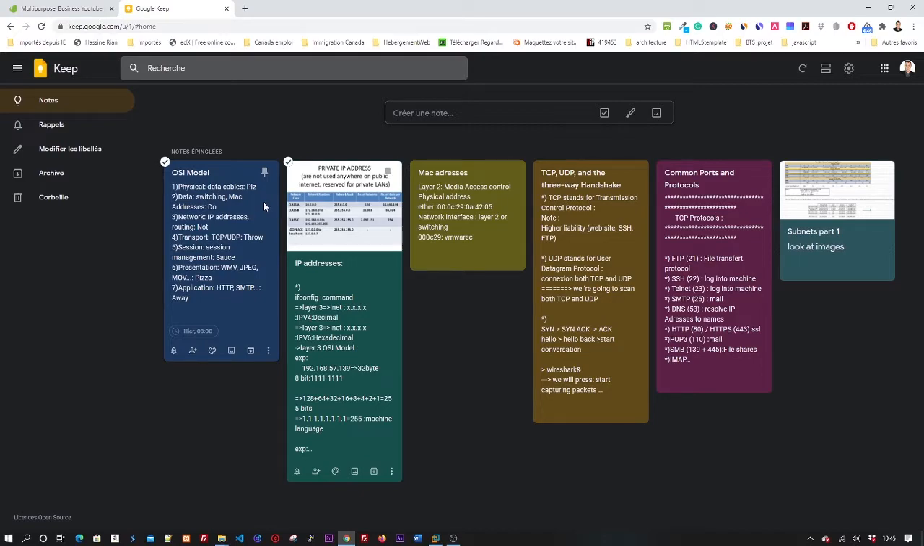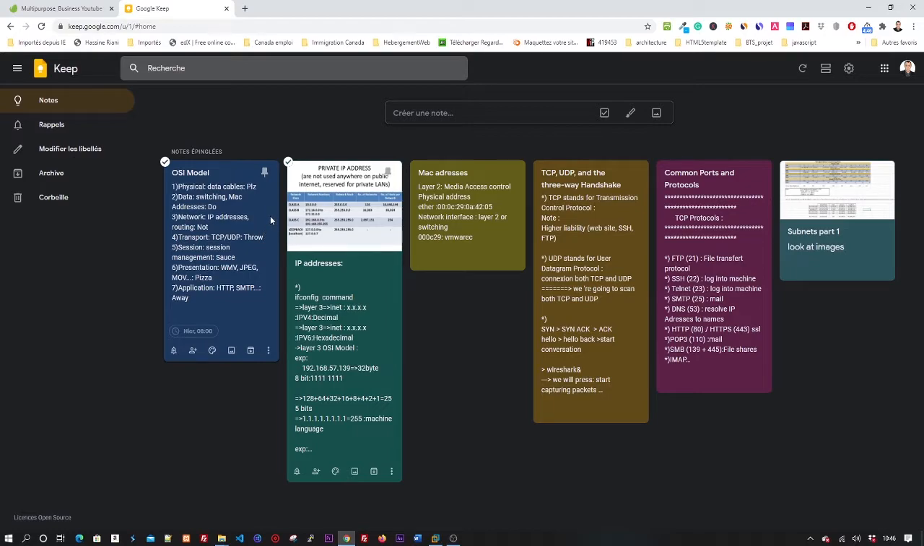The 6th layer is the presentation layer, which contains the extensions of all the things related to the web, like WMV and GPG and MOV, etc., and so on and so forth. And the 7th layer is the application layer, which contains HTTP and SMTP.